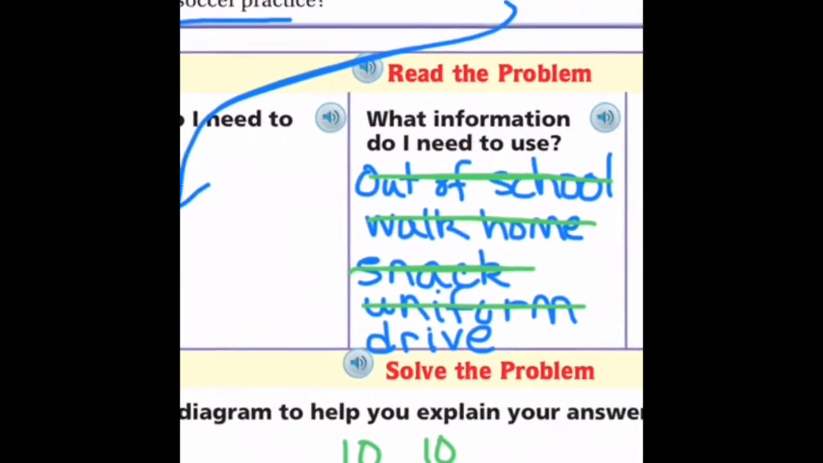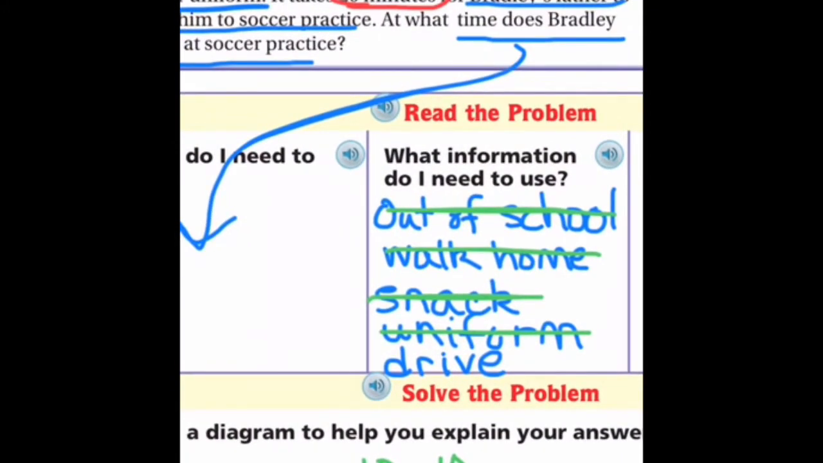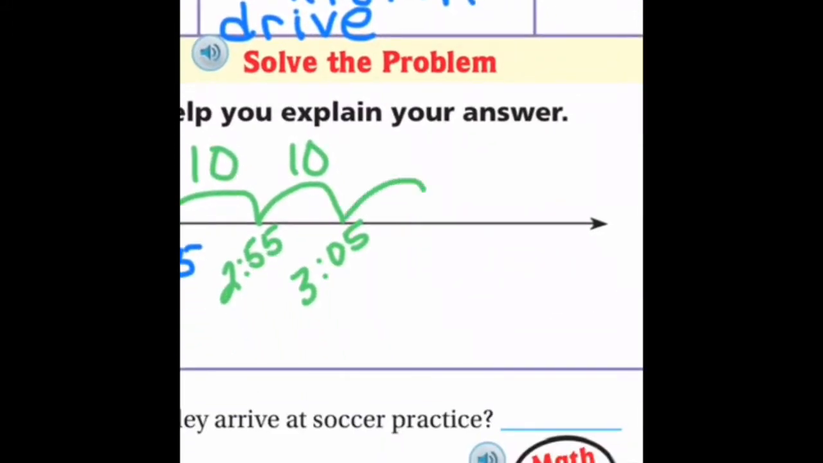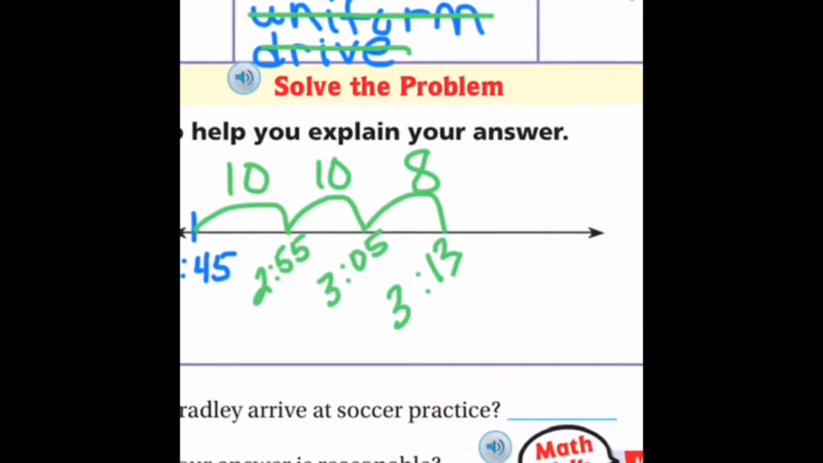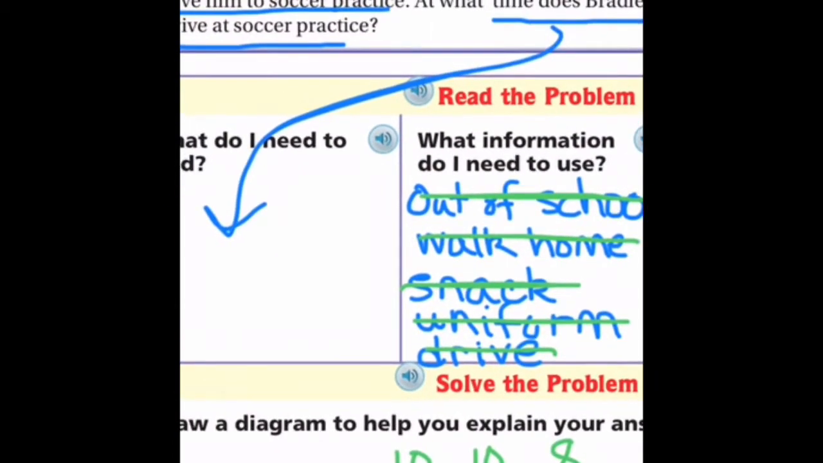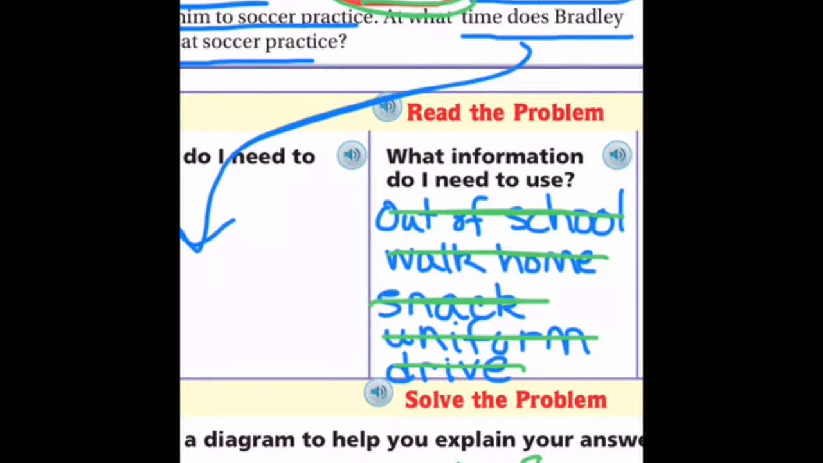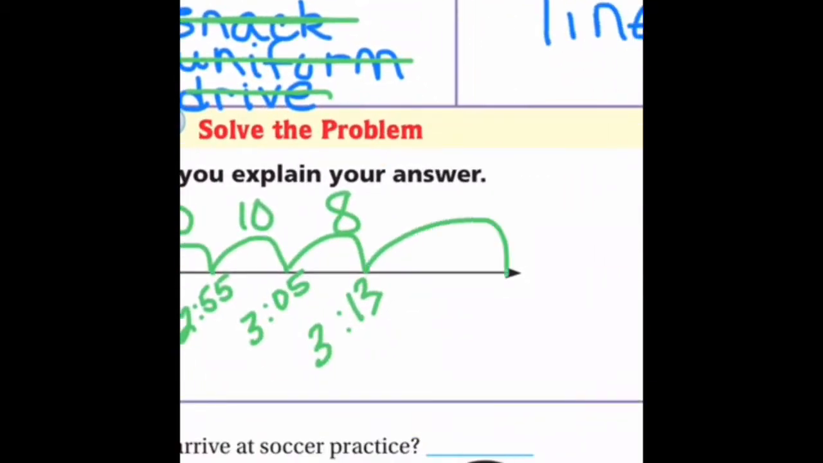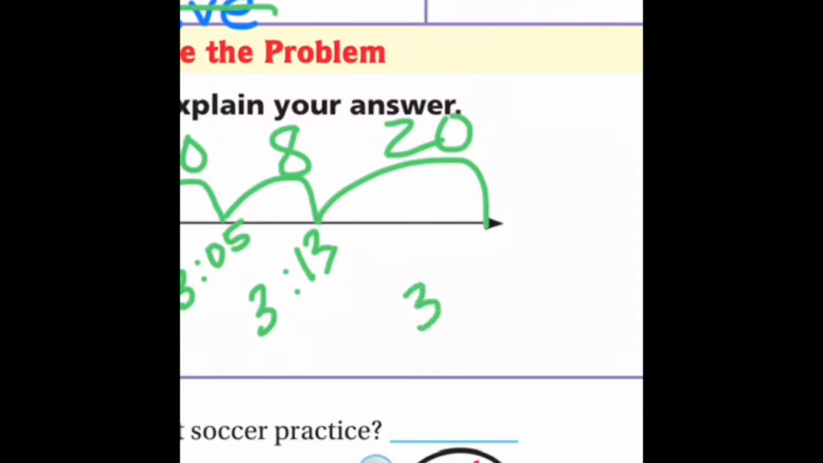Okay, and then he has to get dressed or put on his uniform, and that takes him 8 minutes. So there's another jump, 8 minutes. So 3:05 plus 8 is 3:13. 5 plus 8 is 13. And then finally there's the drive there, and I forgot how long that is. That was 20 minutes. So we have a jump of 20 then to end it off. 3:13 plus 20. 13 plus 20 is 33.